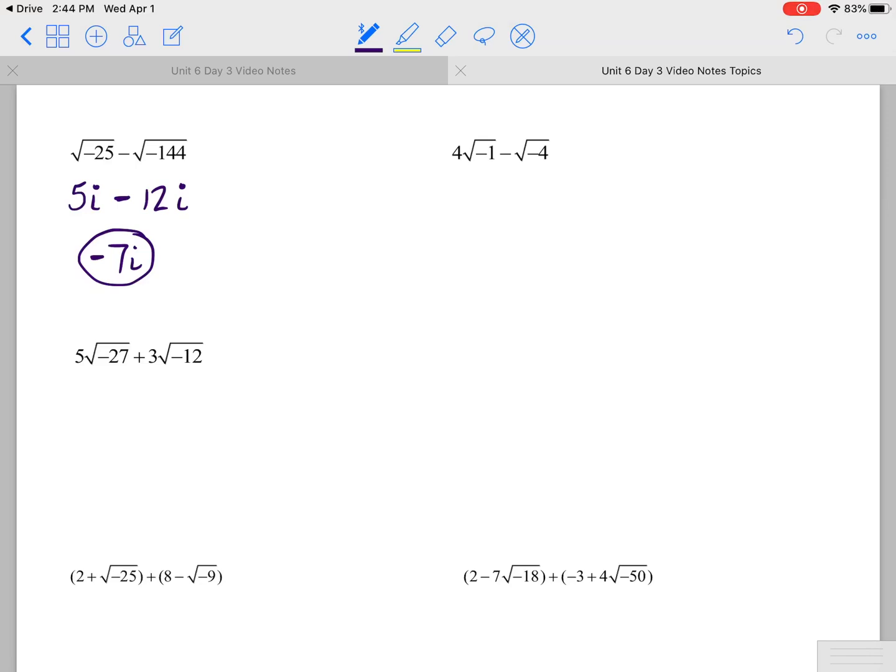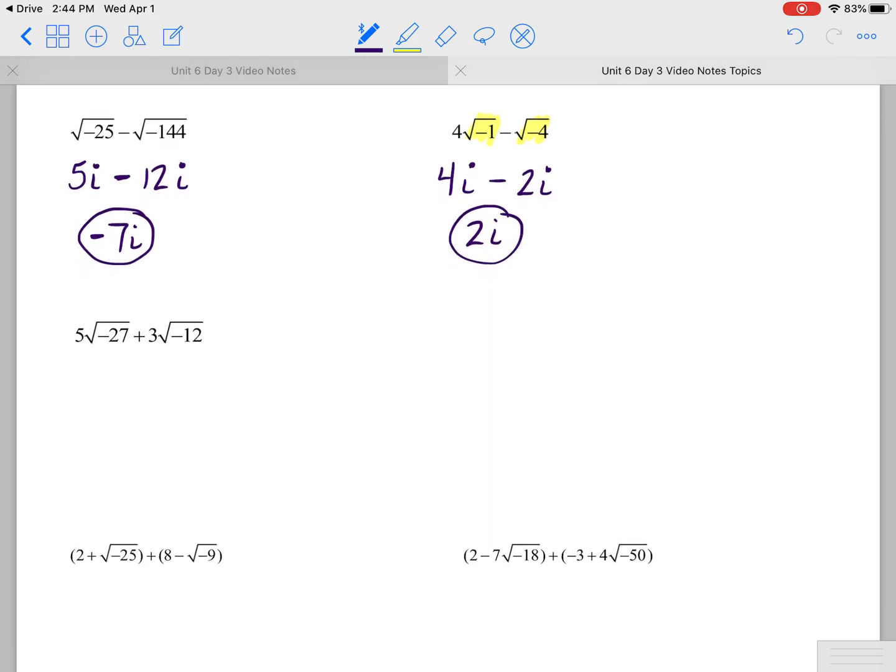Not too bad, right? So this one simplifies. So I got a 4 in the front. The square root of negative 1 is just i. Minus the square root of negative 4 would be 2i. So my final answer would be 2i. Okay.